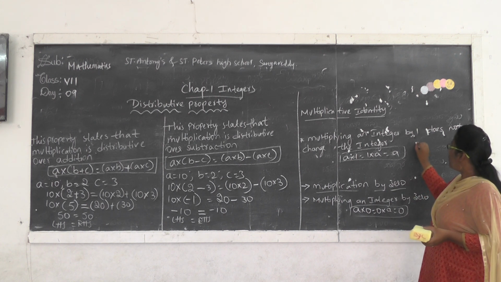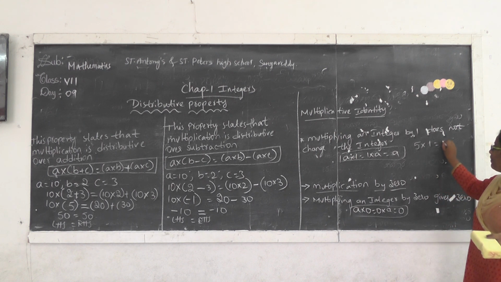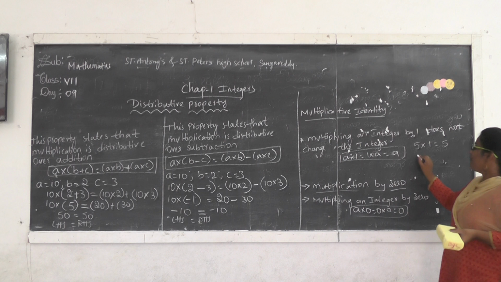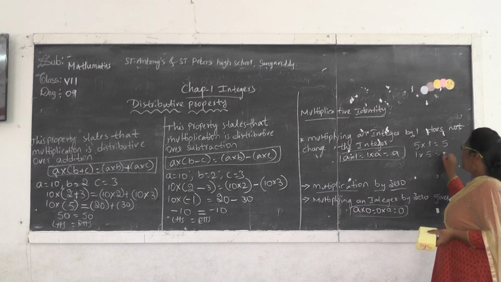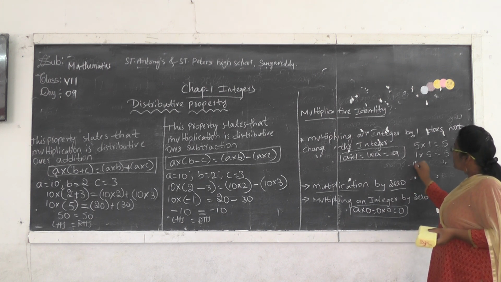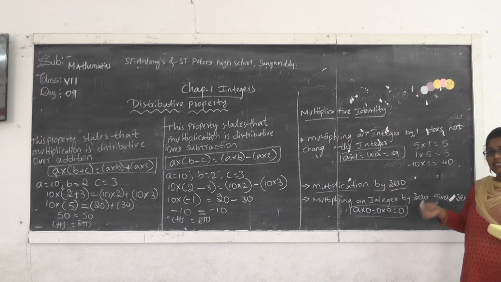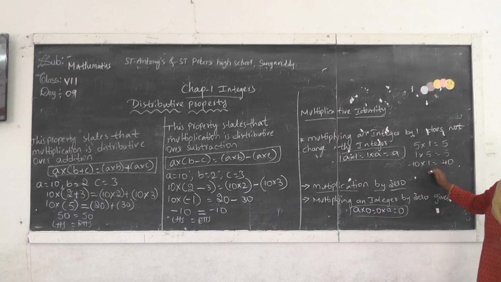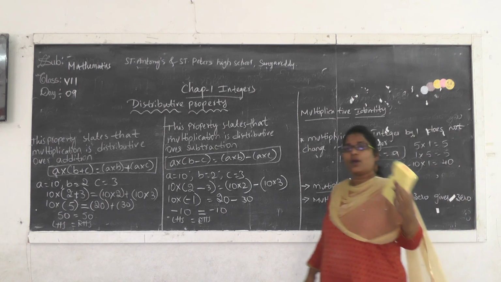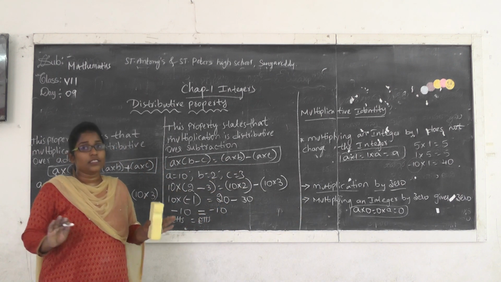For example, if I multiply 5 with 1, what will be the result? The result will be 5 itself. Or else, if I multiply 1 with 5, then also the result will be 5 itself. If I multiply minus 10 into 1, what is the result? Minus 10. If we multiply any integer by 1, the result does not change. That means the result will be the number itself. 100 into 1, 100; 200 into 1, 200; minus 20 into 1, minus 20. There will be no change in the result.